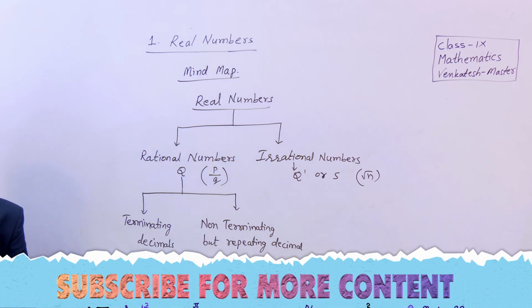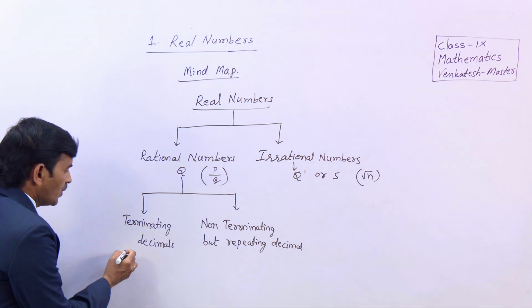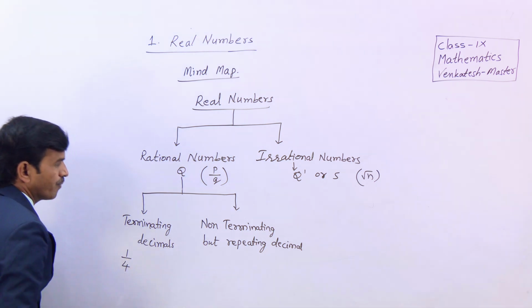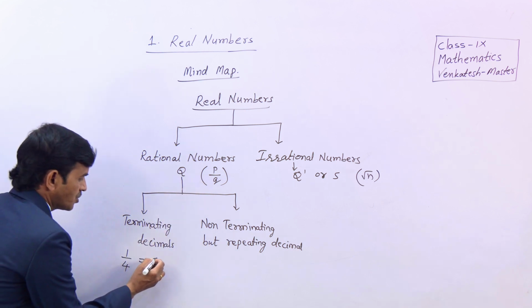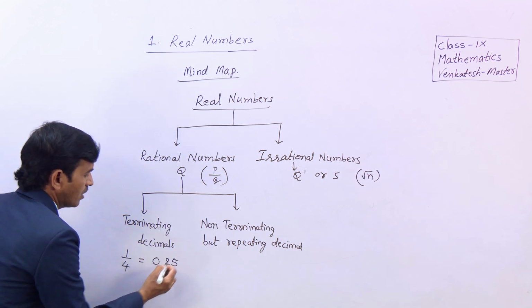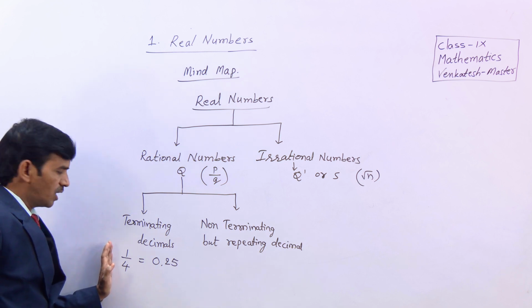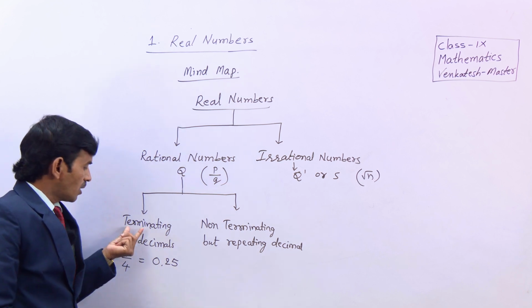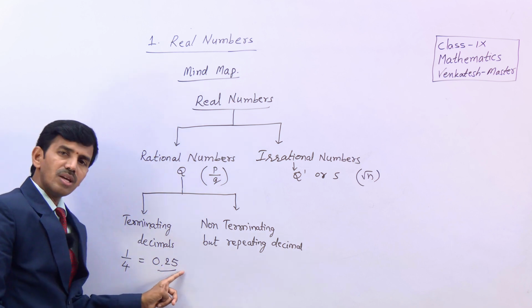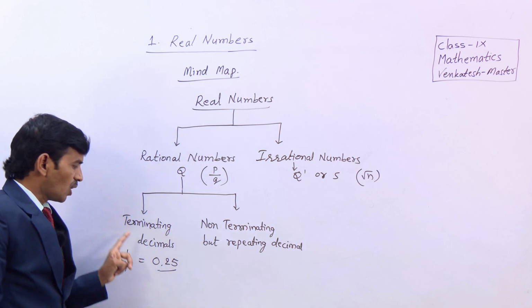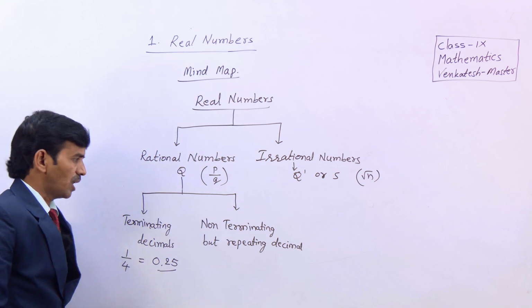Non-terminating but repeating decimals you'll get. Now for example, if you consider 1 by 4, which is in the form of P by Q, what is its value? 0.25. If you convert this rational number, it will become what? Terminating decimal. After the decimal point there exists a fixed number of digits, hence we call this a terminating decimal.